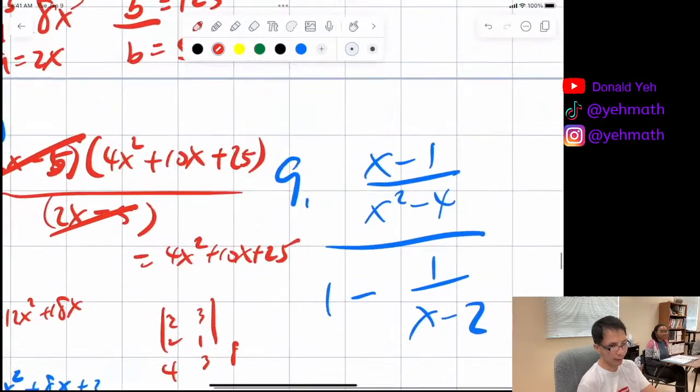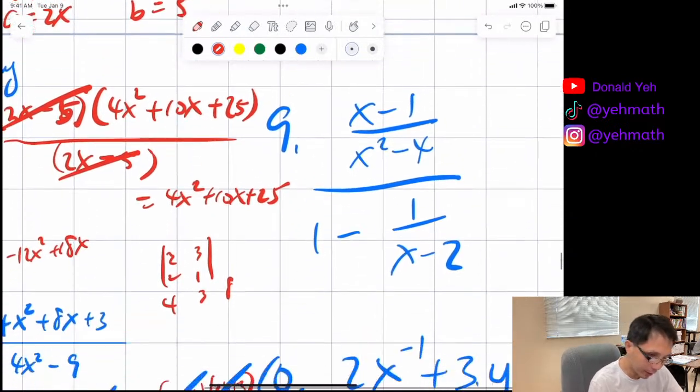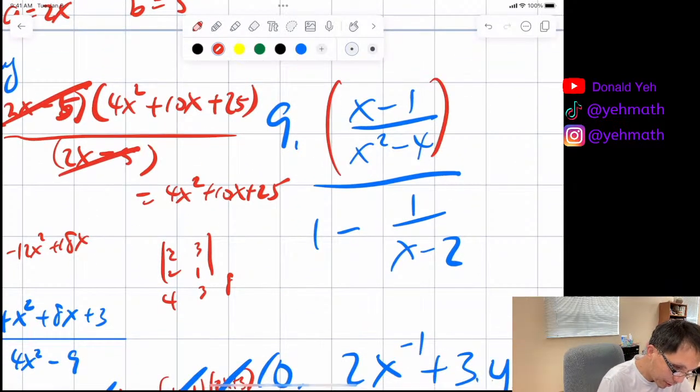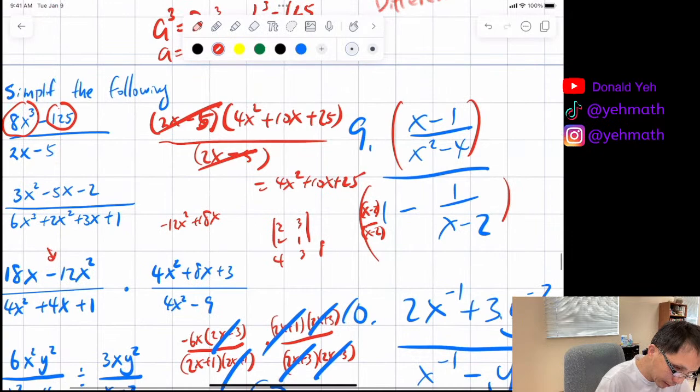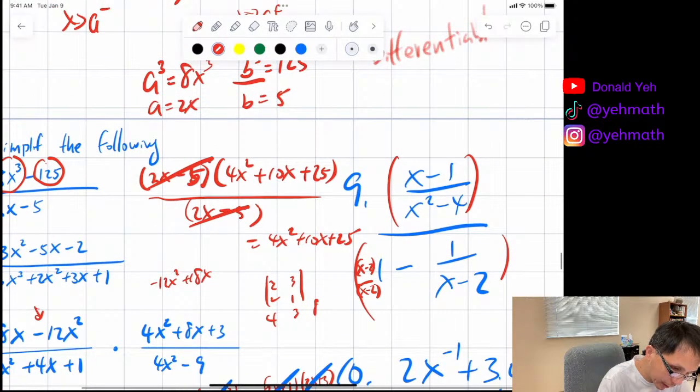Number 9 is good. I like that question. The problem is there are fractions here, and there are also fractions here. So I'm going to multiply this by x minus 2 over x minus 2. Then what happens is you're going to get x minus 1 over x squared minus 4, divided by x minus 2 minus 1 over x minus 2. So that's equal to x minus 1 over x squared minus 4.